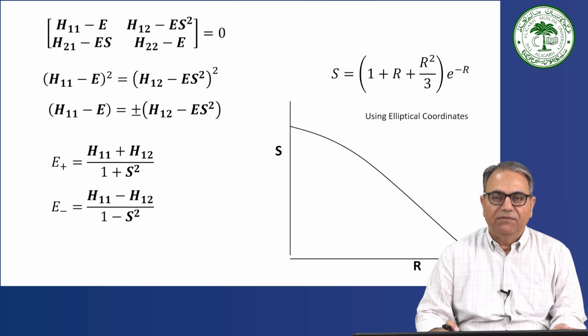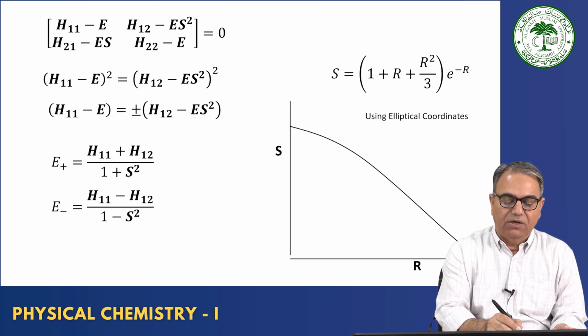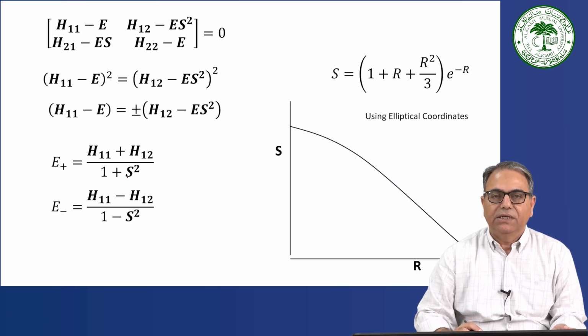We have written the Heitler-London wave functions, and for that function we started solving H psi is equal to E psi. Finally, what we got from the secular determinant was the two energy levels, E plus and E minus. I did this in the previous semester. Then I said that the S function, which is the overlap integral, can be solved using elliptical coordinates, and the value is in terms of R. R is the internuclear separation.